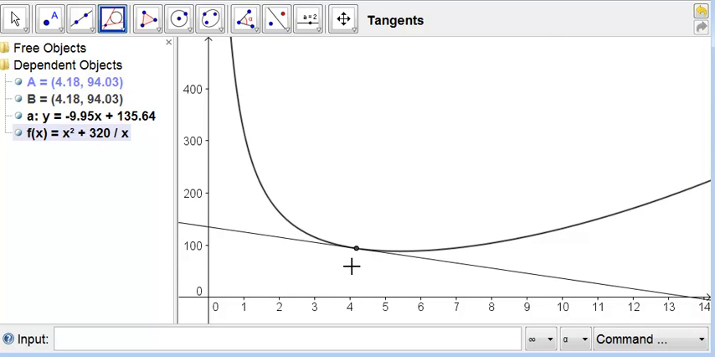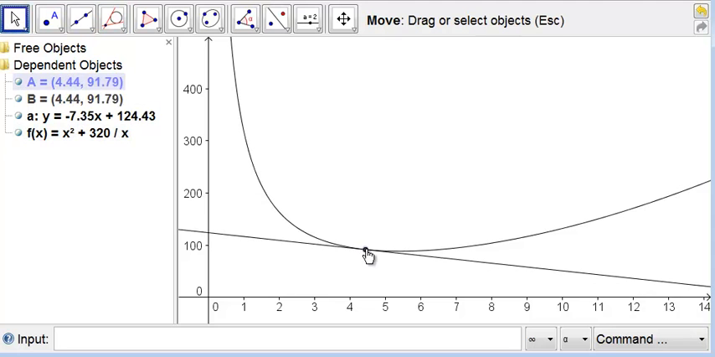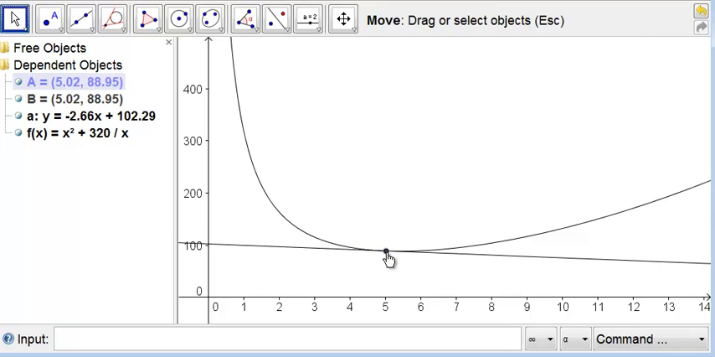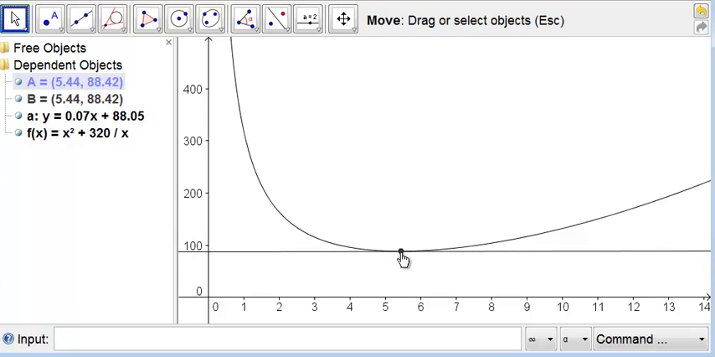Alright. And now my goal is to simply take the tangent line, which is given up here, and find a point where the slope is 0. Alright, so we drag it around. And okay, so again, we're not going to find it exactly here, but we can see it's somewhere between 5.42 and 5.44 as the x-coordinate. And the surface area, well, it looks to be about 88.42 square inches.